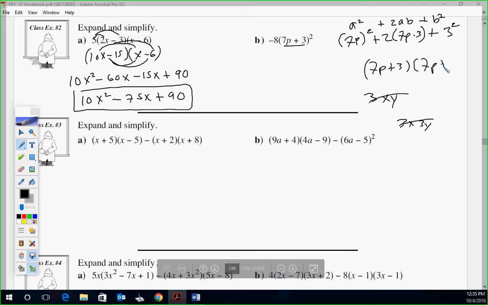So if I do (7p + 3) squared and I FOIL it out, we get 7p squared. That's what that is. Okay. We're going to get a 21p and then another 21p. So we get 2 of them. So we write it 2ab. Does that make sense? Yeah.